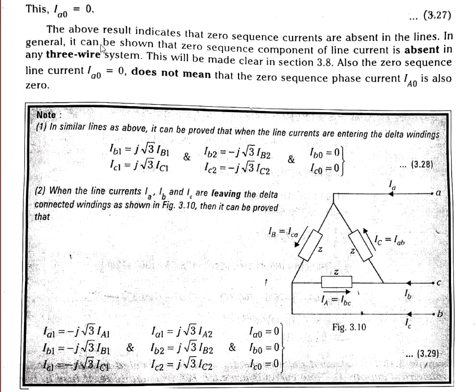Now, similarly we have derived for IA1, IA2. Similarly, if you derive for IB1 and IC1 like this, you will get IB1 equals j root 3 into IB1, where the LHS is the positive sequence component of line current, and the IB1 in the RHS indicates the positive sequence component of phase current. Here also IB0 and IC0 are 0 only.